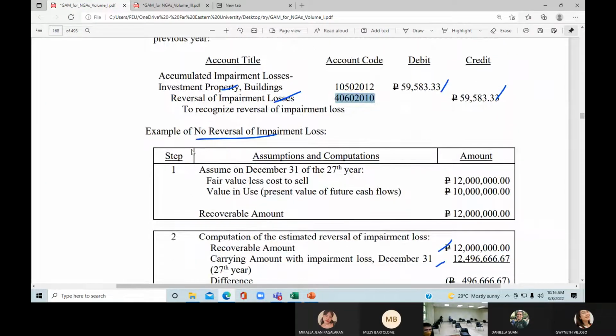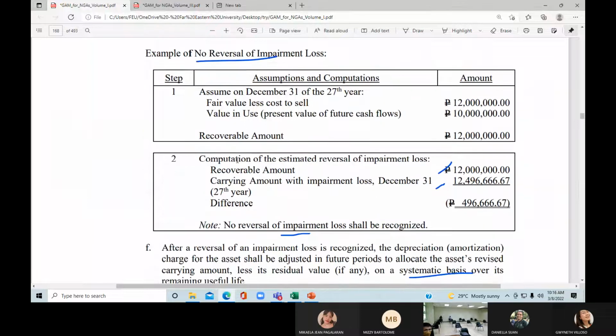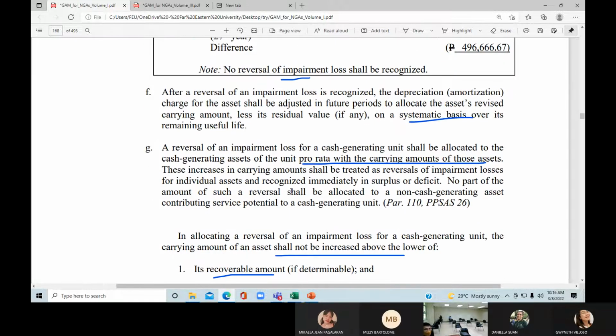Okay, and then ito, example of no reversal of impairment loss. Ang nakita lang dito is yung recoverable amount is 12 million. Mas mababa pa rin siya kaysa dun sa carrying amount with impairment loss. So walang reversal of impairment loss.